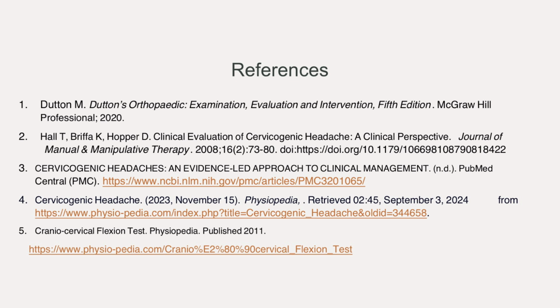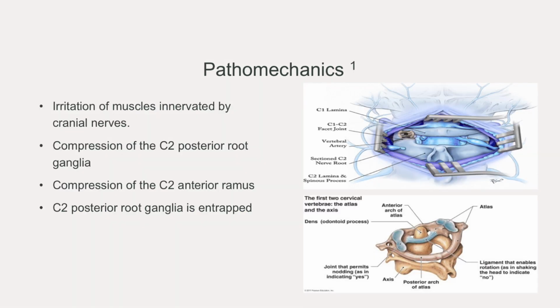These are our references. Pathomechanics. So you got irritation of muscles innervated by the cranial nerves, compression of C2 posterior root ganglia, compression of C2 anterior ramus, and also C2 posterior root ganglion is entrapped.